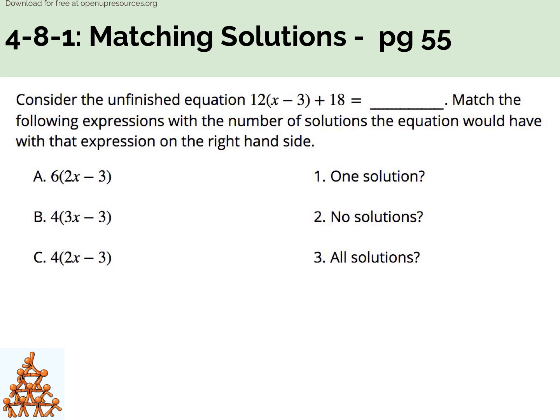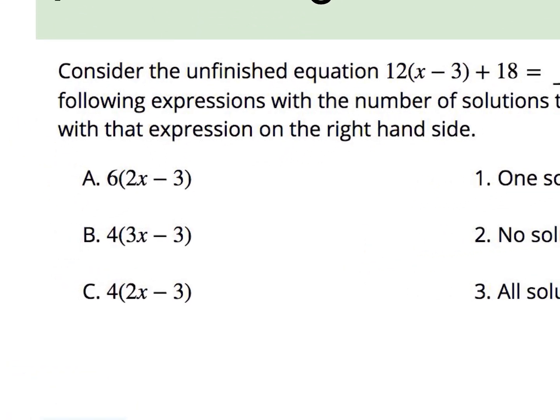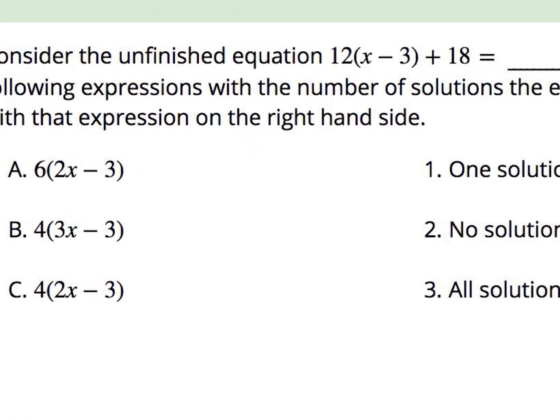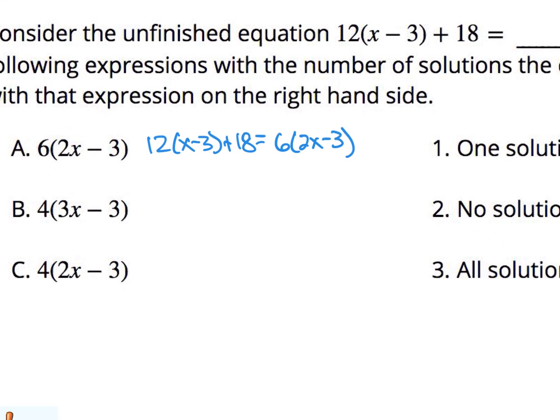And it says, consider the unfinished equation 12x minus 3 equals 18. And we're going to put A in there and see what the answer is, put B in there, see what the answer is, and put C in there and see what the answer is. So let's do that together. Let's copy down how it is: 12(x minus 3) plus 18 equals, and then we're going to put 6(2x minus 3) in it, okay? So let's solve this and see if it's one solution, no solution, or all solutions.